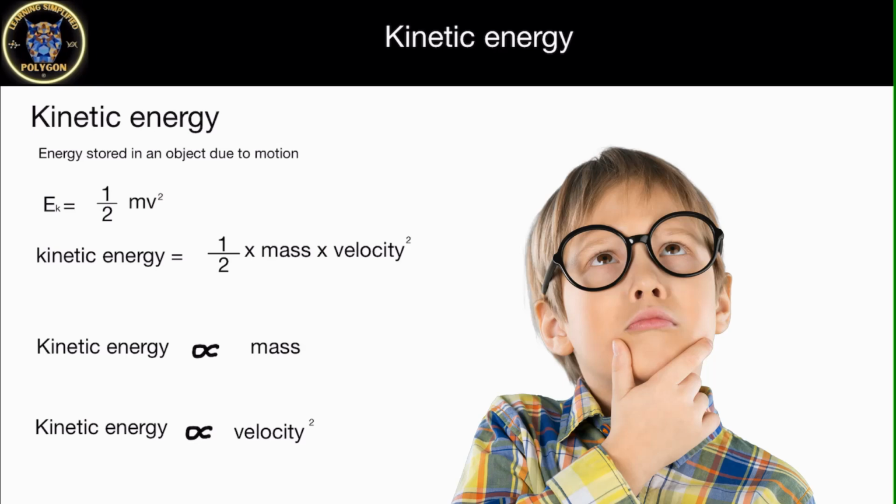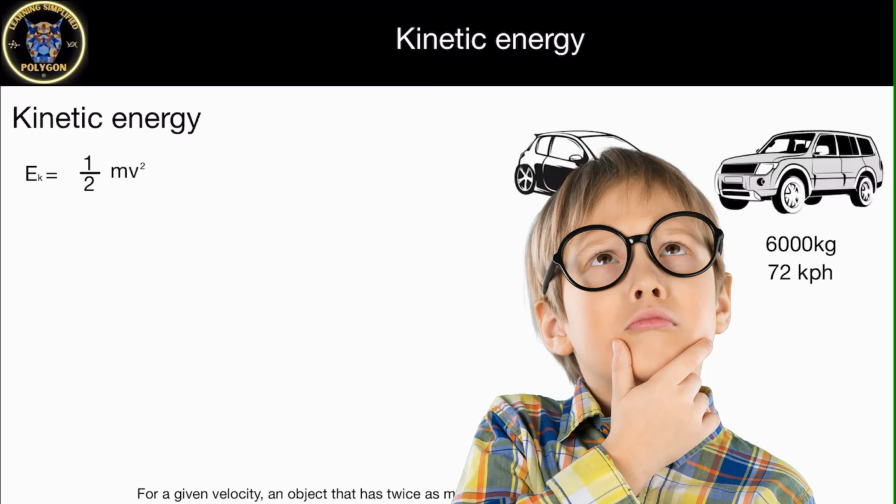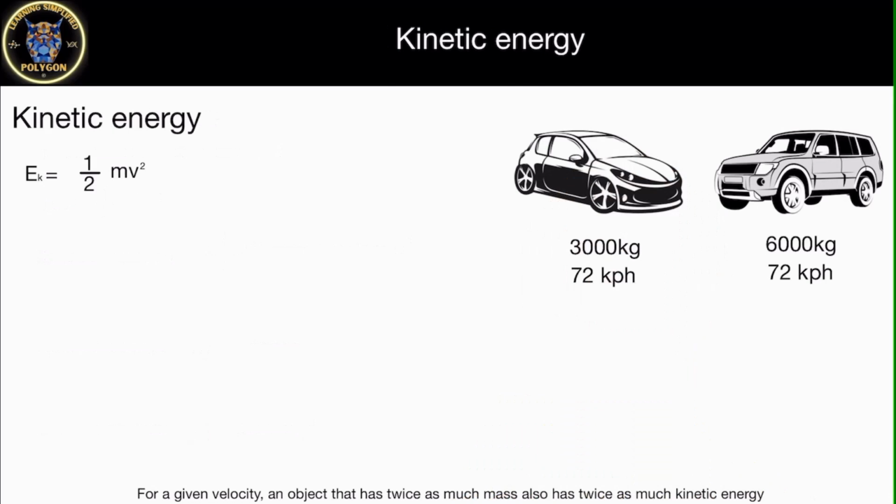To understand the implication of an object's mass and its velocity on its kinetic energy, let us take an example of two cars, one which is a regular hatchback weighing 3,000 kilograms and the other one being a large SUV which weighs 6,000 kilograms. Let us first understand the impact of the masses of these cars. Let us assume that both the cars are moving at the exact same speed of 72 kilometers per hour. So let's do this calculation.